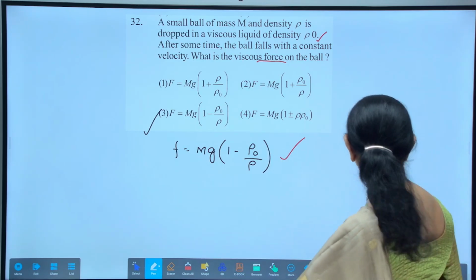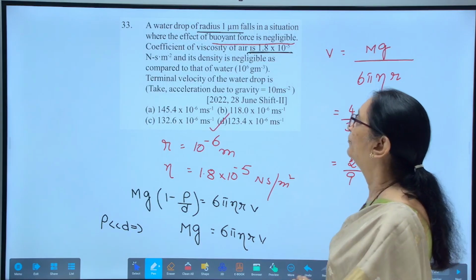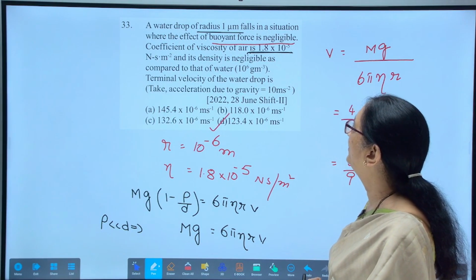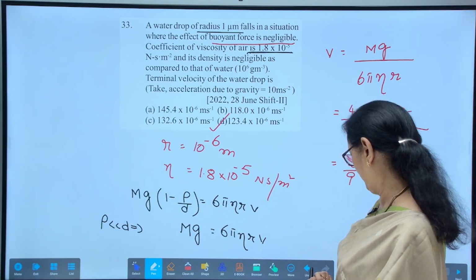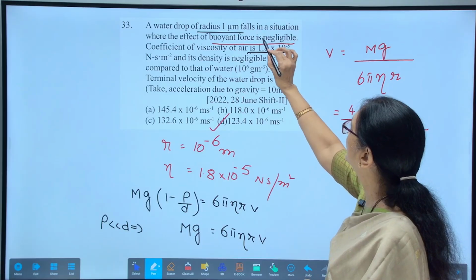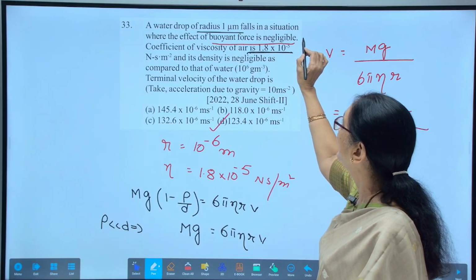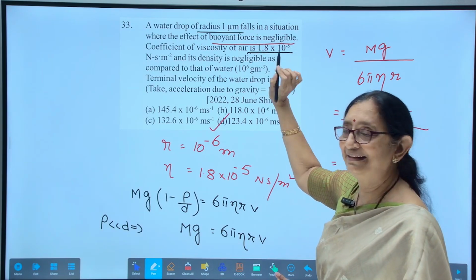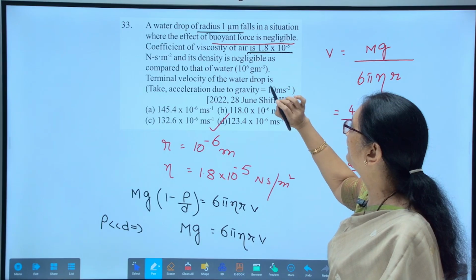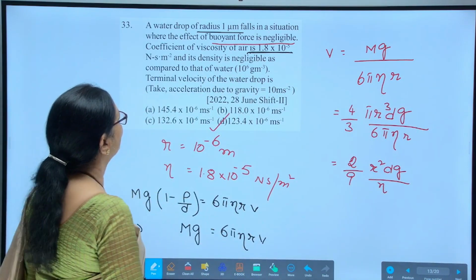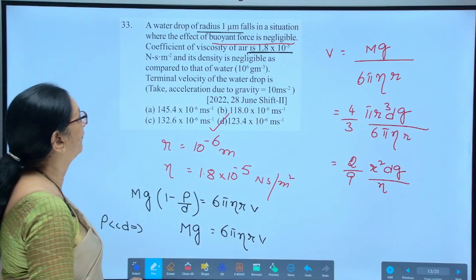So, this is the right choice for that problem. Move on to the next problem. A water drop of radius 1 micrometer falls in a situation where the effect of buoyant force is negligible. Buoyancy is neglected here. The viscosity of air is given, and the density of air is negligible as compared to that of water.